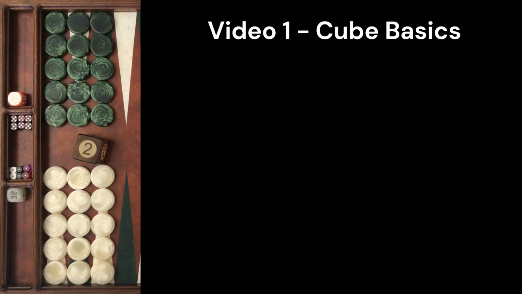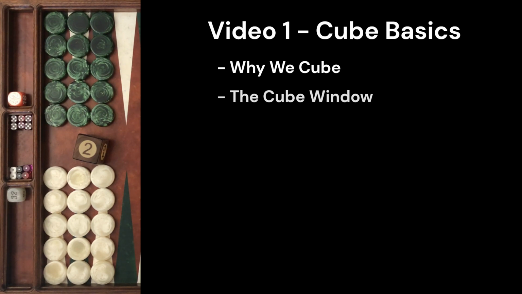This is video 1, where we'll be looking at the basics of why we cube and why it's important to get the cube action correct. We will look at the cube window, what it is, and how we use it. We will introduce the 25% rule and demonstrate where it comes from and why it's so important.